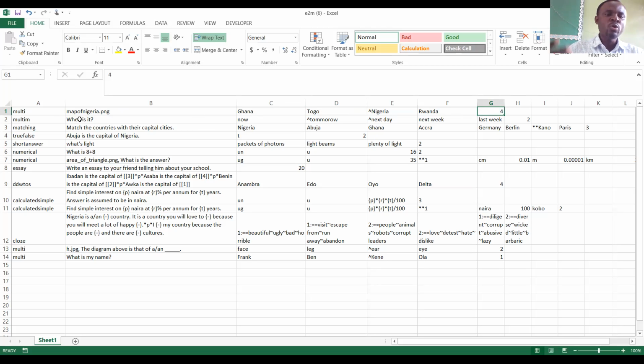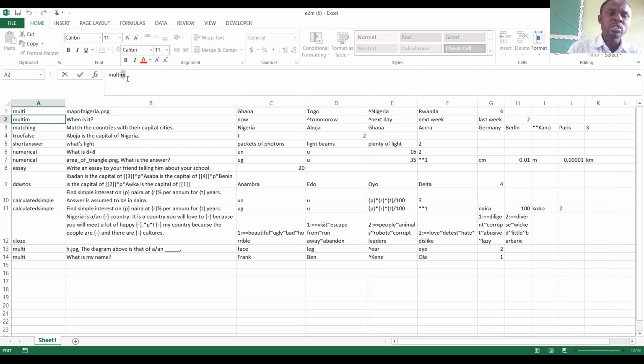Now, you might want a question to have more than one answer. You might want a question to have more than one answer, right? So in this case, you give the type of question. Now you could have multi with an M. The M here stands for multiple answer, okay? So here, the M shows the system that there are 2 or more correct answers. Is that clear?